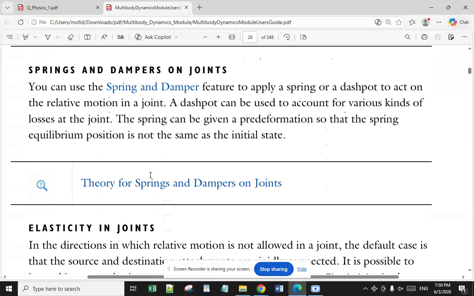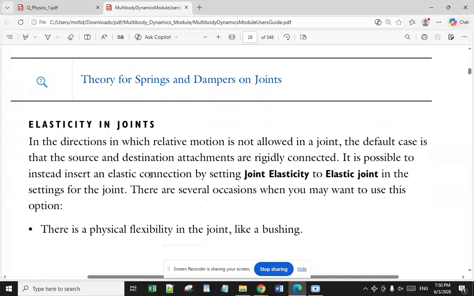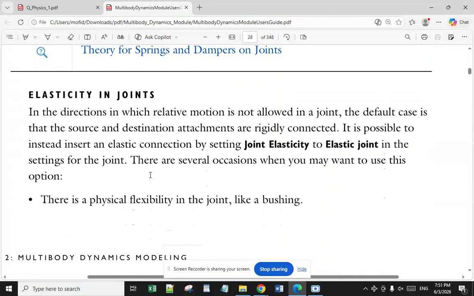Now I want to go through the springs and dampers on joints. You can use the spring and damper features to apply a spring or a dashpot to act on the relative motion in the joint. A dashpot can be used to account for various kinds of losses at the joint. The spring can be given a pre-deformation so that the spring equilibrium position is not the same as the initial state. Theory for springs and dampers on joints.